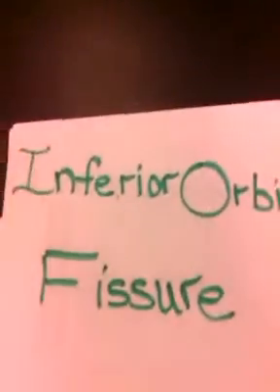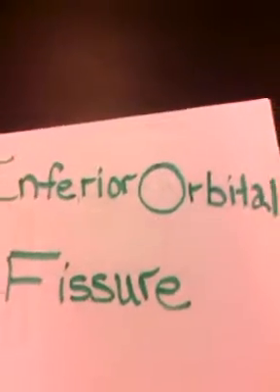Next, the inferior orbital fissure. So inferior is going to be under your eye, inferior orbital fissure.